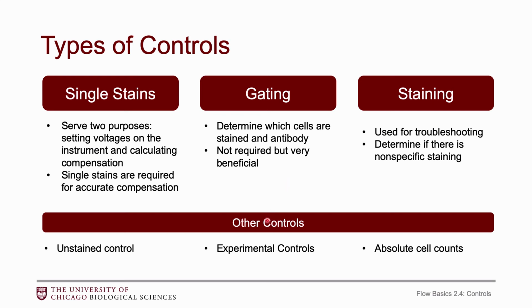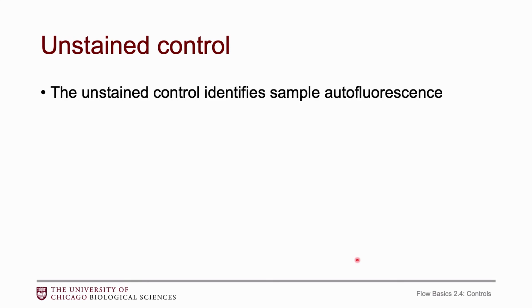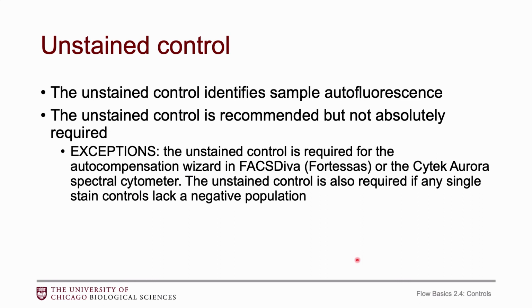Okay, and finally we have a few other controls. The unstained control, the main purpose of this is to identify if there's autofluorescence in your sample. It is not entirely required to bring an unstained control for the most part, but there are a few conditions where the unstained control is absolutely required.